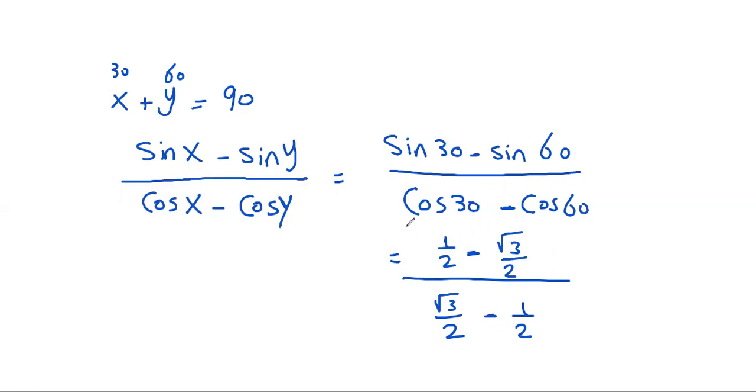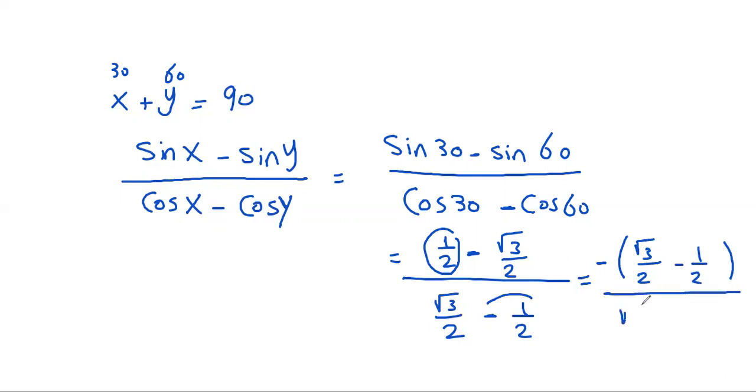As you see here, the numerator is the same as the denominator, but the difference between them is in the sign. Half here is positive, and half here is negative half. And here negative root 3 over 2, and here root 3 over 2. So if you take negative as a factor, you are left with root 3 over 2 minus half, and at the bottom, root 3 over 2 minus half. Cancel them out, it will be negative 1. This is a way to find sine x minus sine y over cosine x minus cosine y.